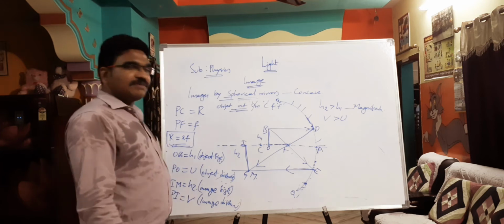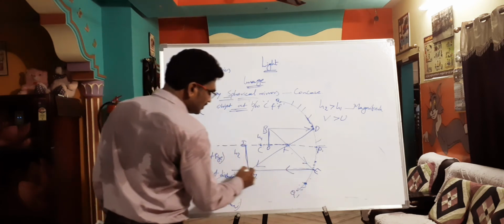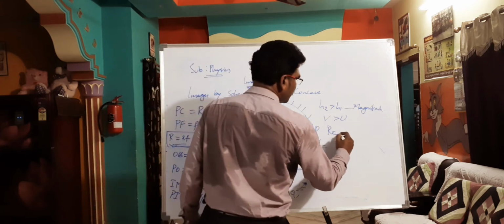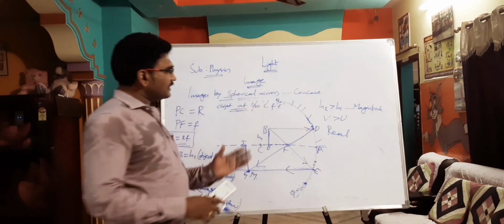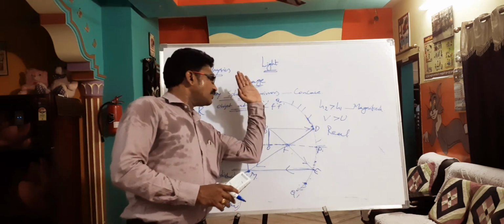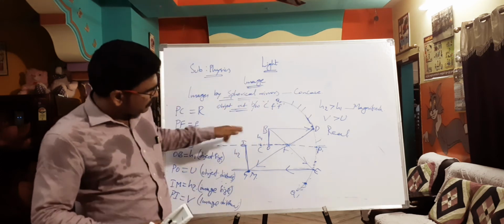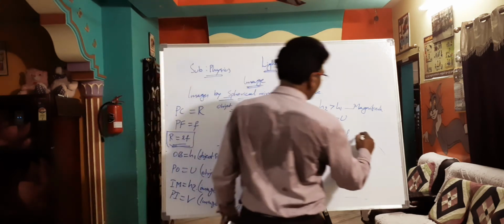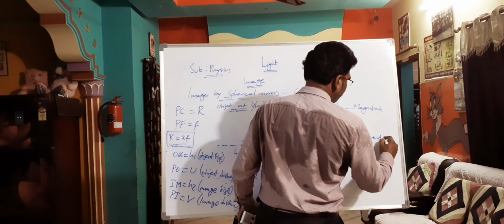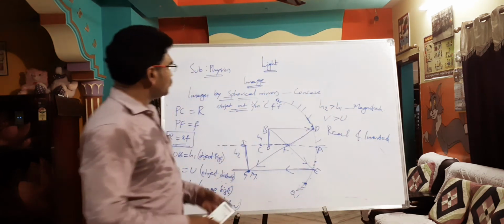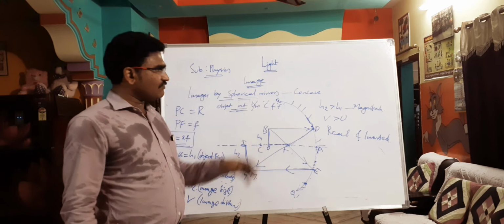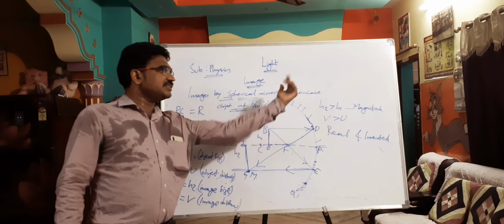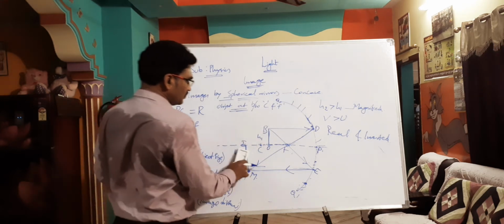Is it a real image or virtual image? You see this reflected ray and this reflected ray both met at this point, so it is real. Is it erect or inverted? Object is above the principal axis but the image is formed below the principal axis. It is above, it is below. So it is a real and inverted image. These are the characteristics you will get when the object is between C and F. You see, when we are moving near to the spherical mirror, magnification is increasing.